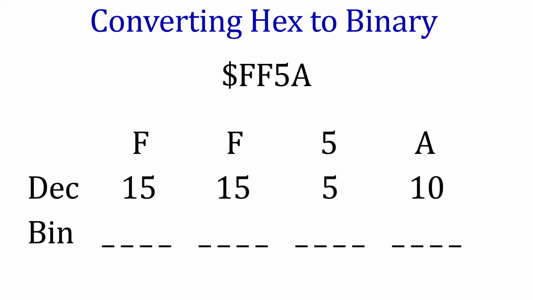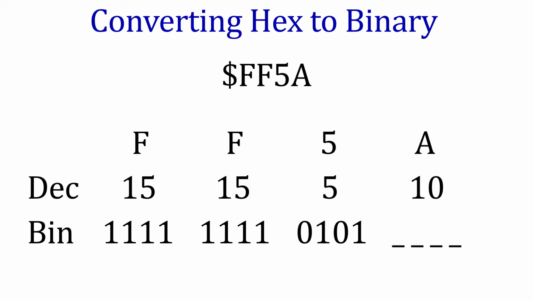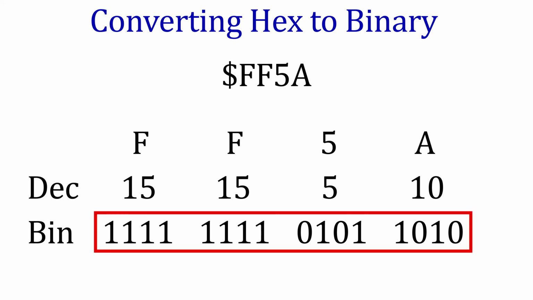15 in binary is 1111. So that's the first two groups of digits. Next, we have 5, which in binary is 0101. Last is 10, which in binary is 1010. And there we have it. The hex number FF5A in binary. A lot of people like to use this as an intermediate step for converting hex to decimal. Instead of using expanded form with base 16s, convert to binary first, and then convert the binary to decimal. Whatever's easiest for you to remember.